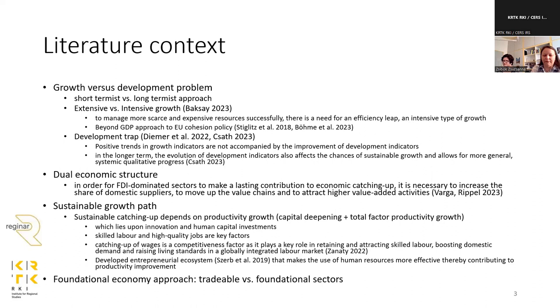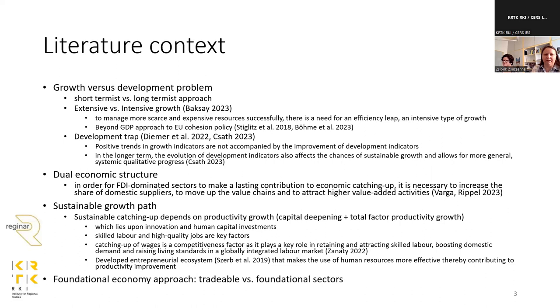If the extensive or short-termist path is followed by a country or a region, the development trap will be inevitable, because the positive trends in the growth indicators will not be accompanied by a broader welfare improvement or other development indicators. So, as a result, the chances of sustainable growth will be lower if the extensive growth path is followed.